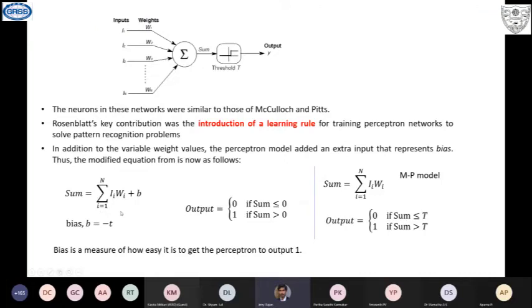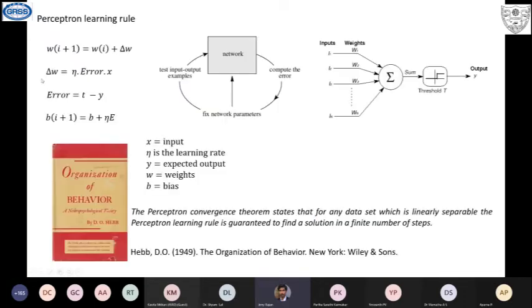And the other contribution is he introduced a learning rule. So now we will see how this perceptron learned. This is how the perceptron learning rule looks like. So assume this is our model. You can initialize these weights randomly. After initializing these weights randomly, you have to iterate through the algorithm to find out the optimal value.